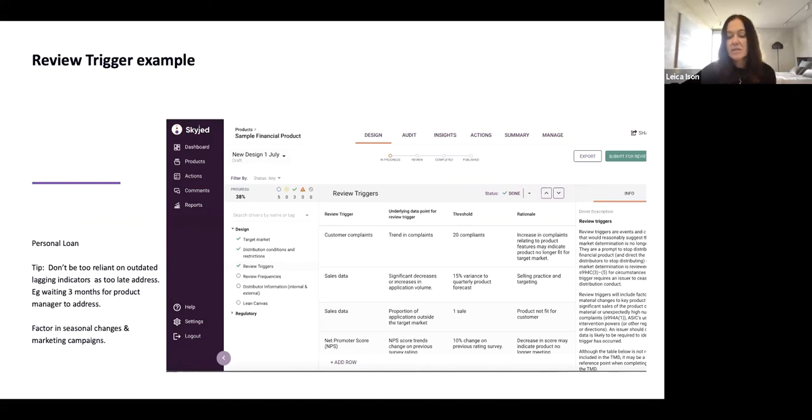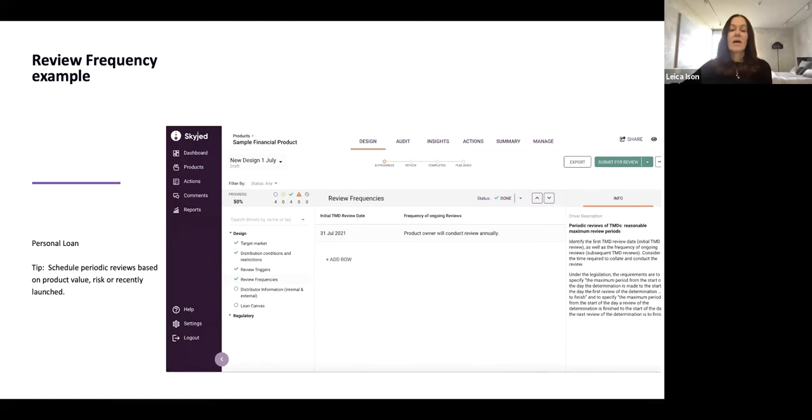Now, the good thing about this, as I set them, I'm also able to set those up in an automated workflow so that I get an email notification when I've hit any of those review triggers. Now, I'm just stepping down. I'm still in this design workspace. I've now set my review frequency. And again, here, when I'm setting the review frequency, I'm setting that first review, and then I'm looking at the ongoing reviews of those products.